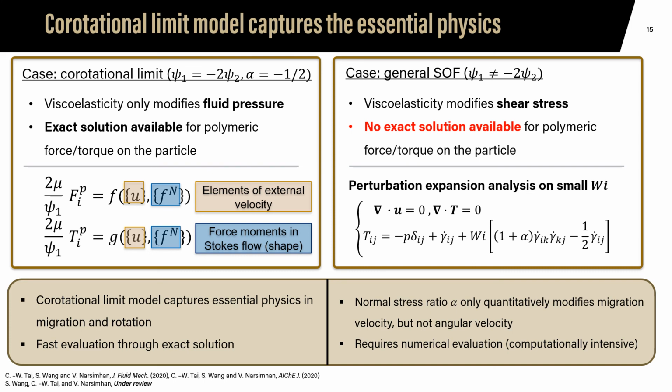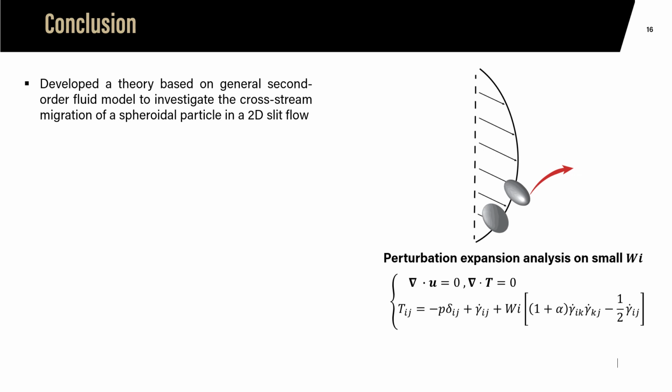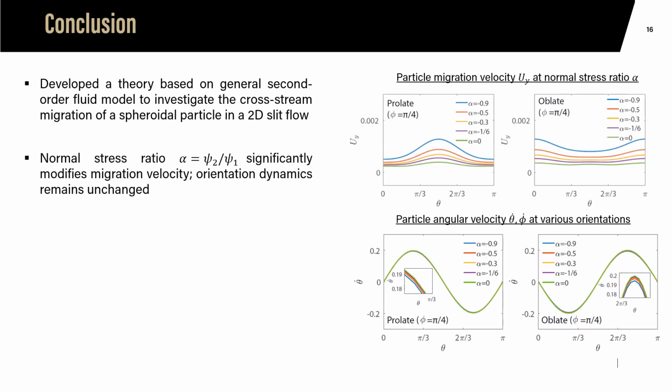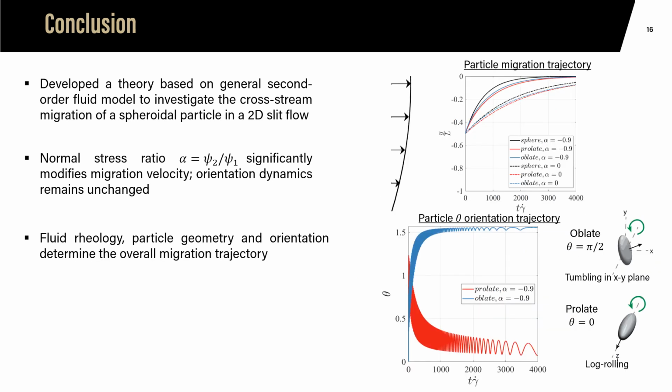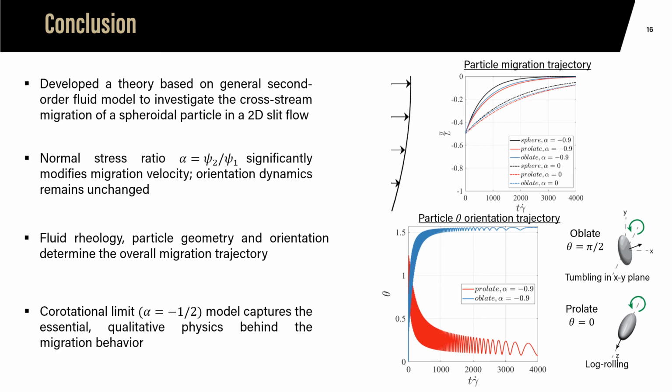In conclusion, we have developed a theory based on the general second order wave model to investigate the migration behavior of spherical particles in 2D flow. We see that the normal stress ratio alpha has a strong effect on the migration velocity, but not on the rotational dynamics. The overall migration behavior is the result of the interaction between fluid rheology, particle geometry, and orientation. Particle migration speed is proportional to the magnitude of alpha, LSG governs the particle mobility, and particle orientation will change the LSG and give the particle different migration speeds. And finally, the Corotational limit model can capture the essential physics, and we are able to use it to do a quick evaluation of particle dynamics within the flow.